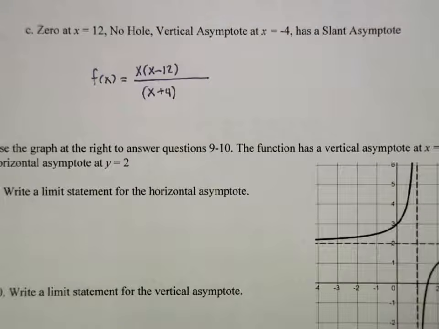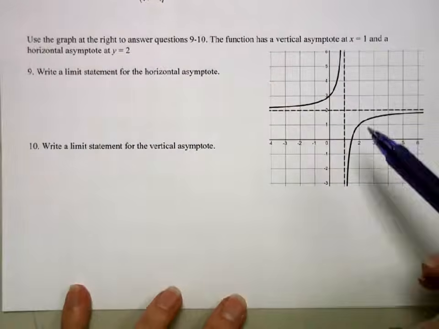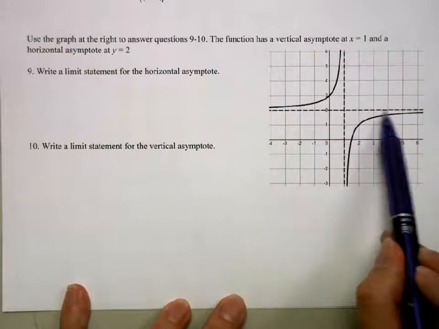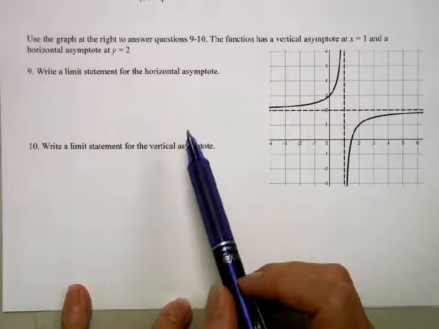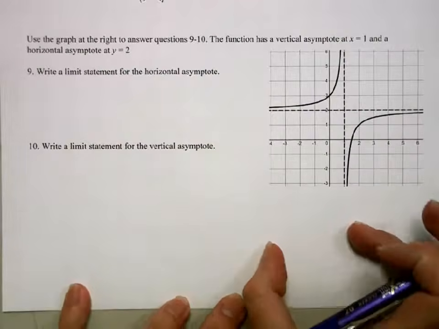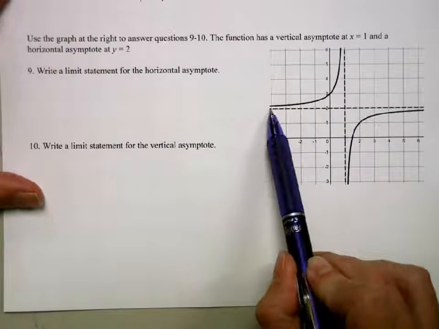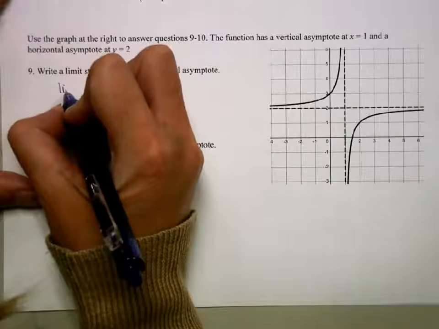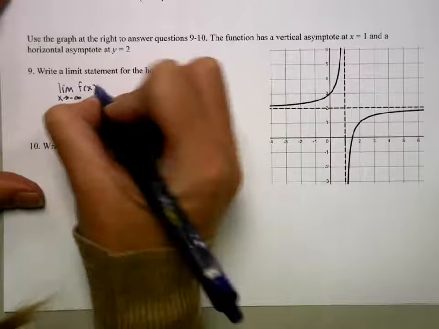All right, so here I have a graph of a rational function that features a vertical asymptote at x equals 1 and a horizontal asymptote at y equals 2. One thing we're going to talk about is how we write limit statements. We've already done the limit statements for the horizontal, but what do we do for the vertical as well? For the horizontal asymptote, that's the end behavior. We're looking at the limit as x goes to -infinity and the limit as x goes to +infinity.